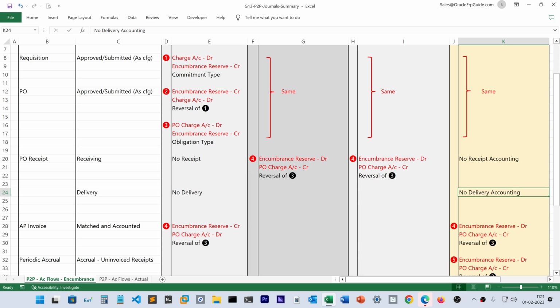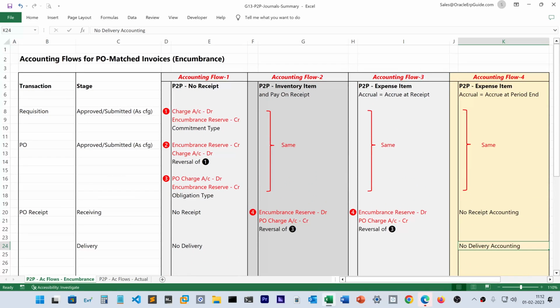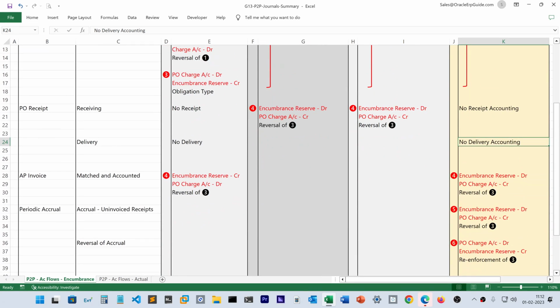So we are going to do periodic accrual for this. And the entries are going to happen at the time of periodic accrual. So the receipt happens, the delivery happens, but the receipt accounting and the delivery accounting does not happen at this stage. At the end of the period, there is some accounting which is going to happen. But before that, let us talk about the invoice. Now, one important thing to note here is the invoice matching and accounting may happen before the period end comes, or the period end can come first.